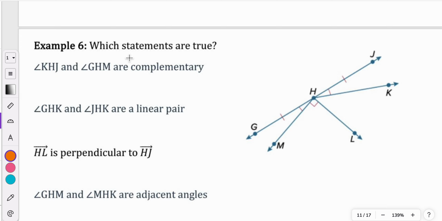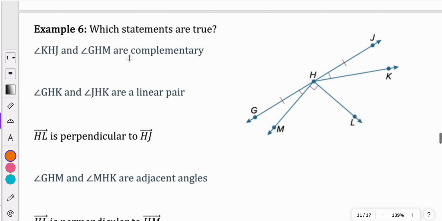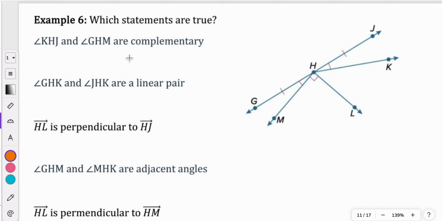Which statements are true? This is where we need to assume from what's given to us, are these going to be true? KHJ, so here's KHJ, and then GHM. Are those complementary? No, we have no indication that they're equal to 90 degrees. So we would have to say no for that one. GHK and JHK are a linear pair. That would be yes. A linear pair is a straight angle or a supplementary angle. They're making that straight line.